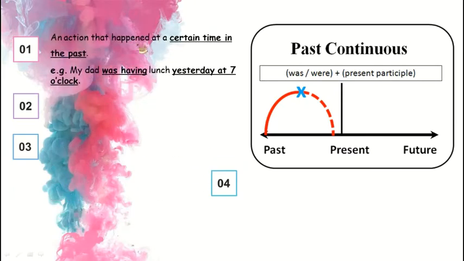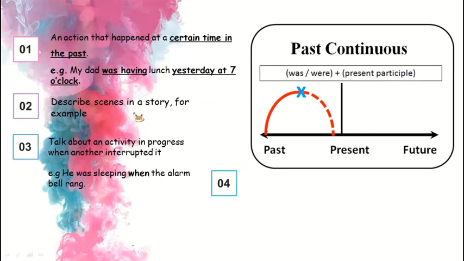Now, when do I use the past continuous, like we said, to describe an action that happened at a certain time in the past? For example, my dad was having lunch yesterday at 7 o'clock. Okay, also I can use it to describe scenes in a story, for example, the princess was braiding her hair or combing her hair when she heard the prince calling. Okay, so I can use the past continuous to describe scenes in a story. It's fine, but mainly I use it for an action that happened at a certain time in the past.